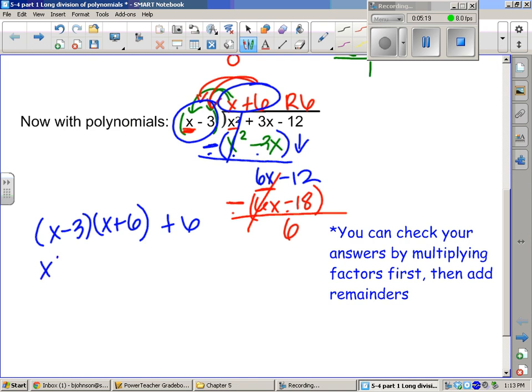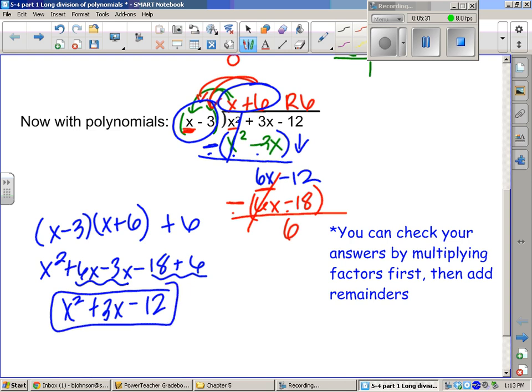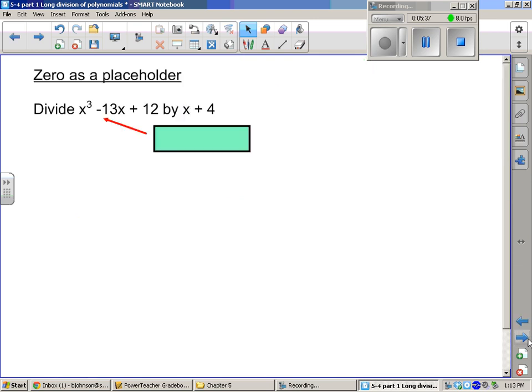So if we FOILed that, we'd get x squared plus 6x minus 3x minus 18. And then we would combine like terms. Putting these together, we get 3x. Putting these together, we get minus 12. And this looks just like that. Perfect. So a great way to check our answers. Nice.